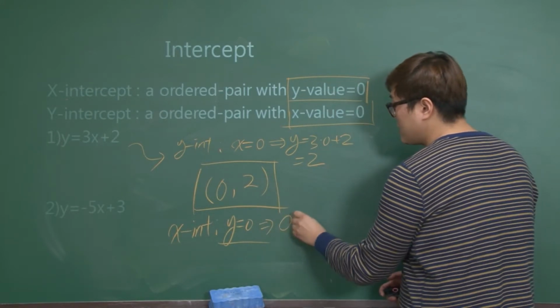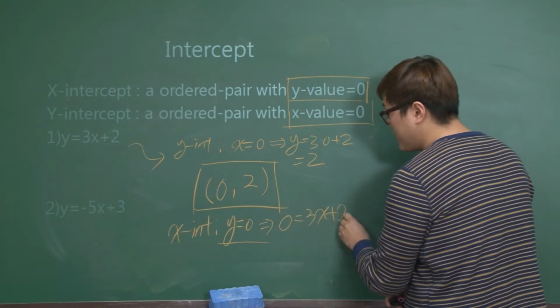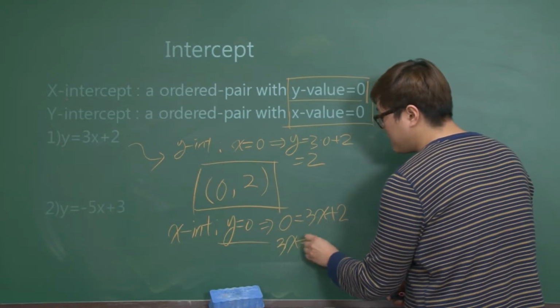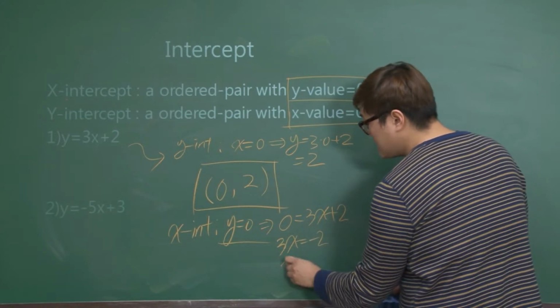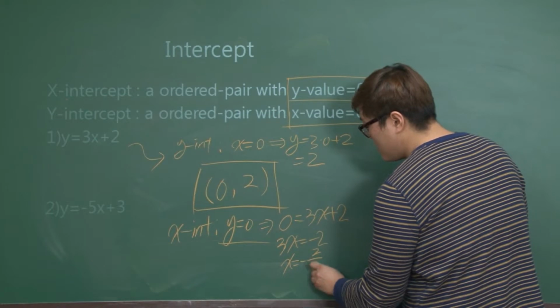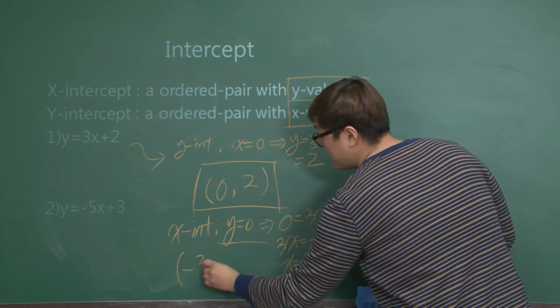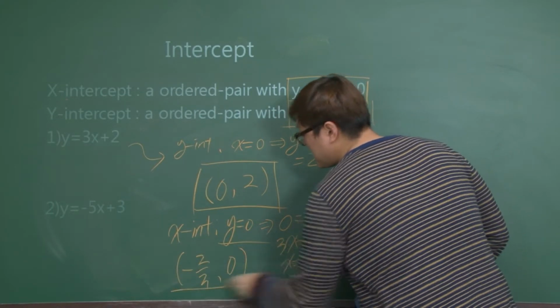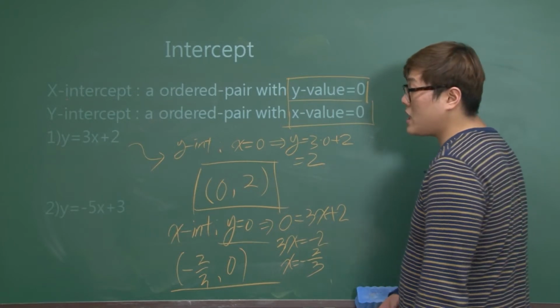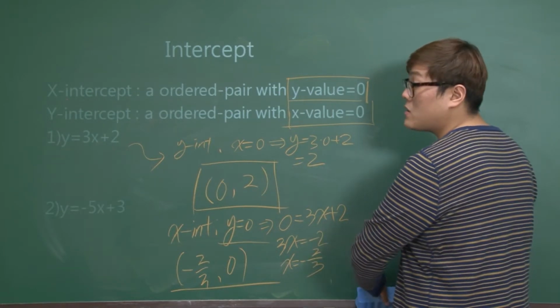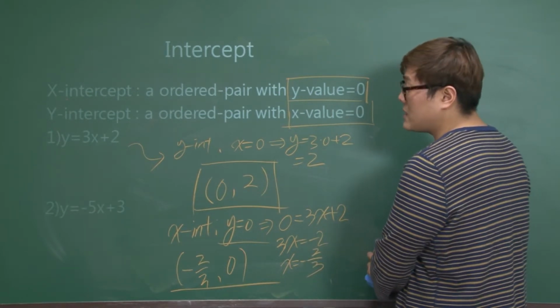What about the x-intercept? We know the y coordinate must be 0. So 0 equals 3x plus 2. Therefore, 3x equals negative 2, and x is negative 2 over 3. So (negative 2 over 3, 0) is going to be the x-intercept of problem number 1.